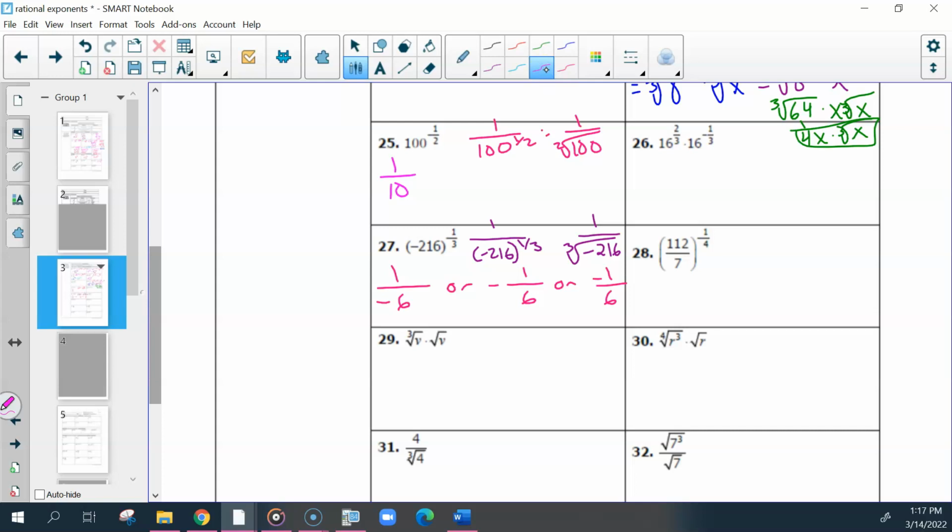Number 28. So all the ones we've had with negative fractions so far have been whole numbers. What happens if it's a fraction? One, I would see, can you simplify said fraction? So I'm going to put that in my calculator. And I can. 112 divided by 7 is 16. So we'll do this two different ways. So if we can simplify it, do that. It'll make your life a little bit easier. And then from there, this would become 1 over 16 to the 1/4, which would become 1 over the 4th root of 16.